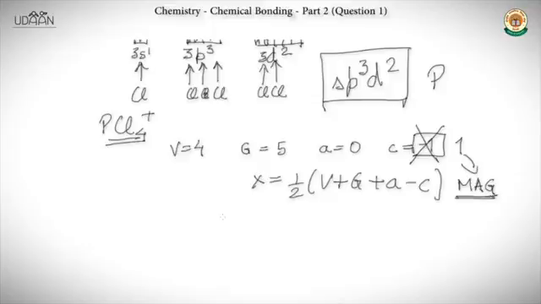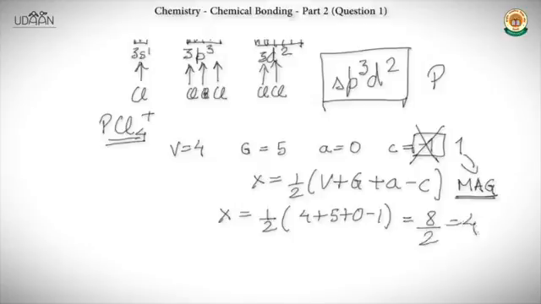So let's quickly put this in. The value of x that we consequently get is x is equal to (4 plus 5 plus 0 minus 1) by 2, which is basically equal to 8 by 2, which gives us 4. And 4 effectively means sp3, which is a tetrahedral structure. So we have very clearly and easily done this.